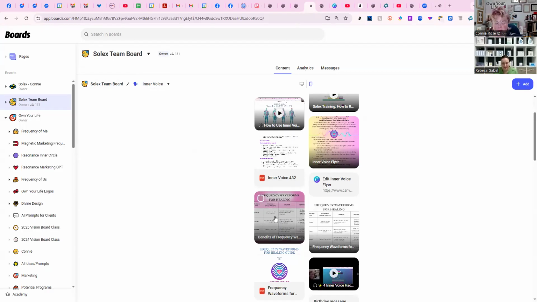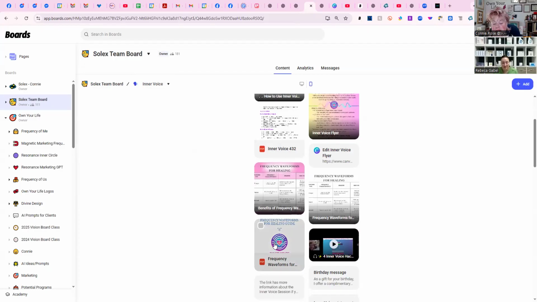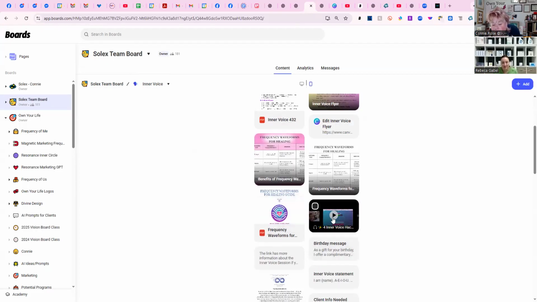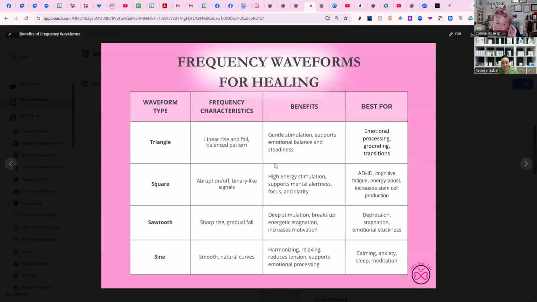But we have a waveform chart, and I also have created a book for it. So these are things that you could download and send to your clients. And then I have a video, the training video on the forms. Okay, and they're hacks that you could use. And so I'm going to go over them briefly.